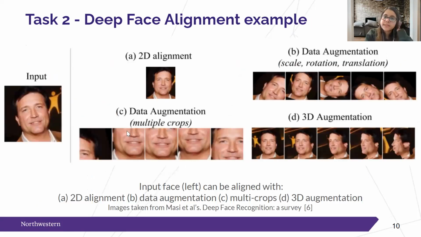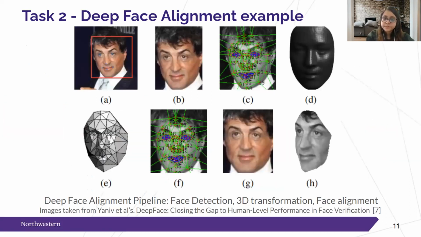Then the next step is deep face alignment, which is again a pre-processing technique. Here you see you give an input image, and different types of aligning techniques have been performed on it, like 2D alignment, data augmentation, multiple crops, and 3D augmentation. And this is another example of these face alignments. You can see the face is detected first using the bounding box in the first step. Then the facial landmarks are detected, and then we do 3D transformation. We find the frontal face view, and that happens with 3D augmentation. So this is how deep face alignment helps us to find the frontal face image.